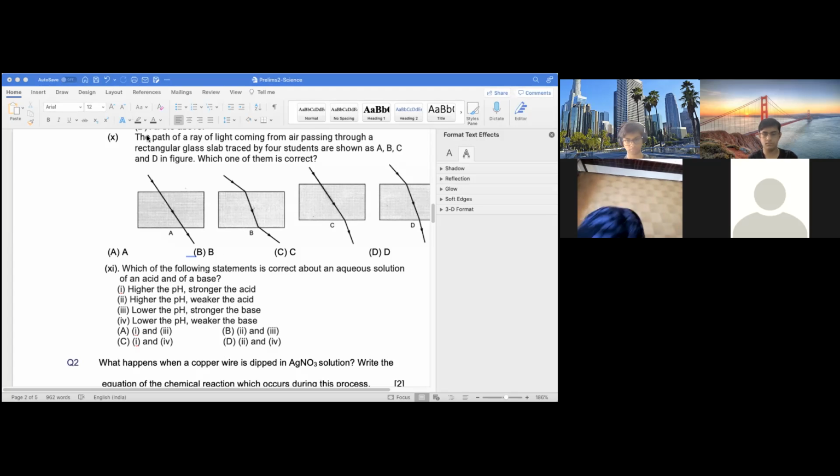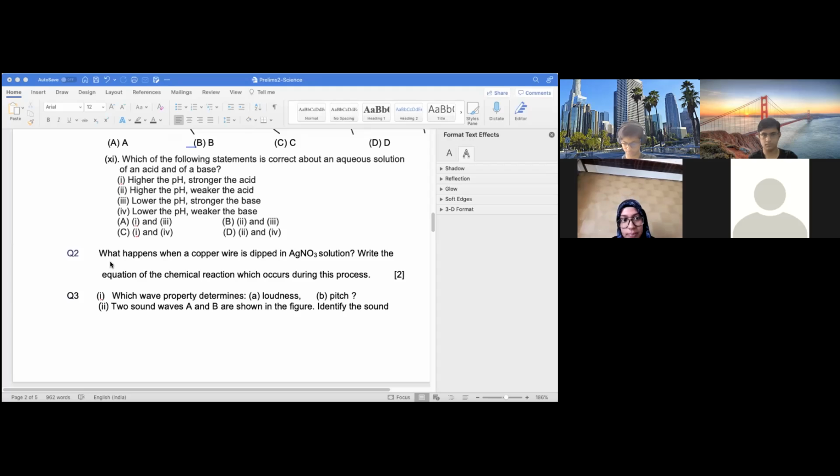Okay, theory में 2 marks का theory है, so you just have to write displacement reaction takes place and copper displaces silver ions from the aqueous AgNO3 solution.